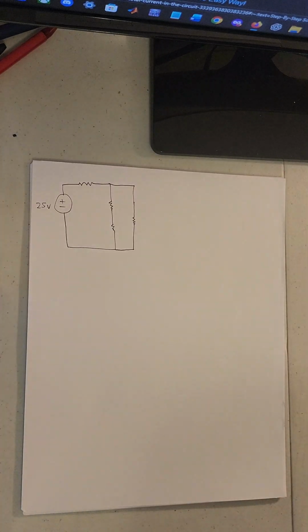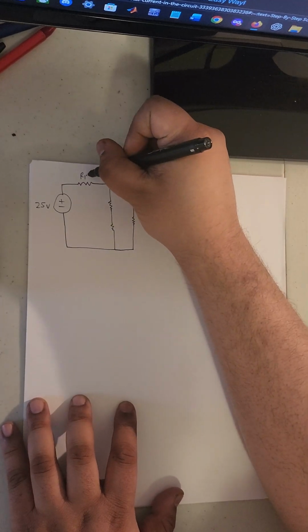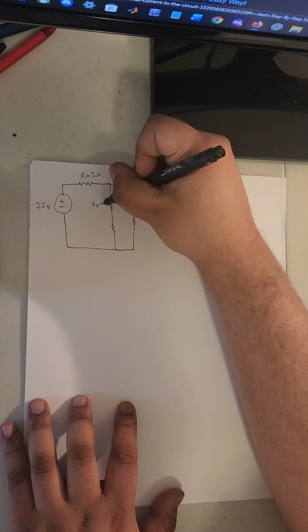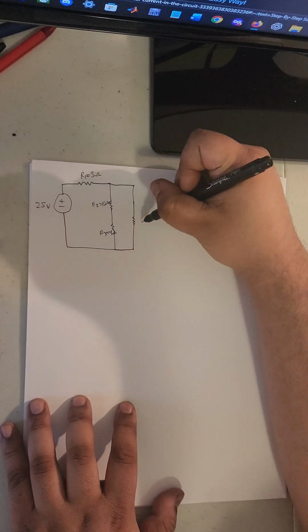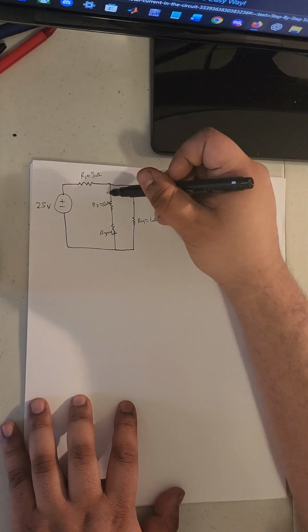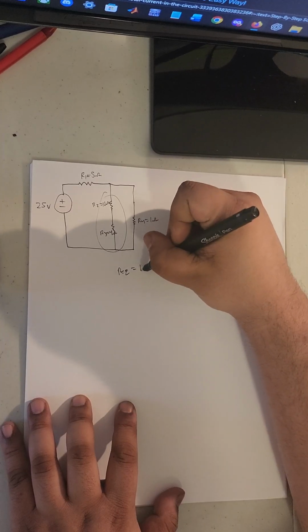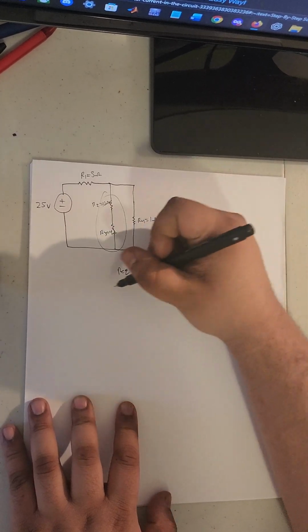Okay guys, we have another circuit. A little bit more complicated here. We'll give this one an R1 value of 5 ohms. R2 is also 10 ohms. R3, 4 ohms. And R4 can be 1 ohm. So let's go ahead and do this. R equivalent right there is going to be 10 plus 4. It's going to be 14 there.